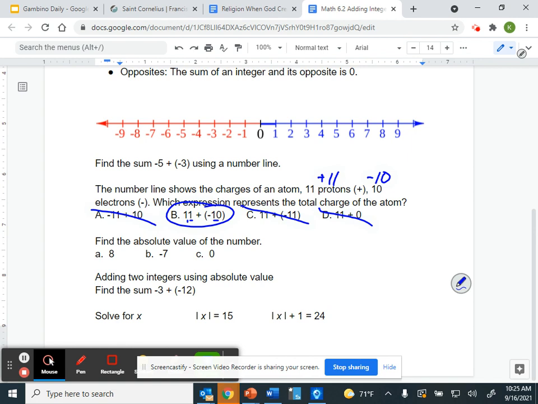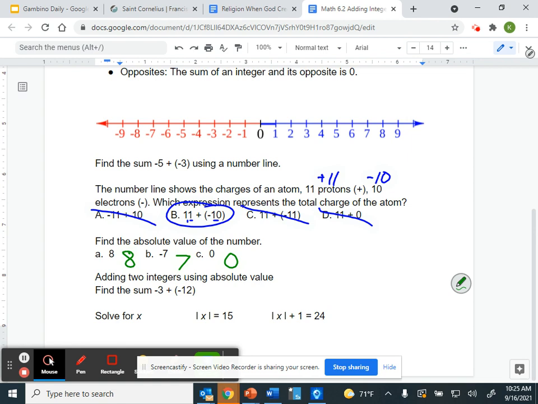These next ones aren't on your paper, so you're going to need to write them. Okay, so you remember how to do these. So find the absolute value of the number. Remember that absolute value is just the integer, no sign. So what would the absolute value of 8 be? 8. What's the absolute value of -7? 7. What's the absolute value of 0? 0. So finding that absolute value means you just take the sign off. Just have the integer.